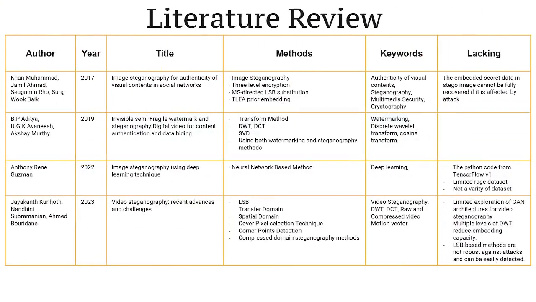Literature review. Mr. Mohammed and Jamil Ahmed in 2017 published a paper named Image Steganography for Authenticity Visual Content in Social Network. They use image steganography method and three-level encryption, and they use most significant bit detection, LSB substitution and TLEA prior embedding. In this paper they have some lackings, that the embedded secret data in the trigger image cannot be fully recovered if it is affected by attack.